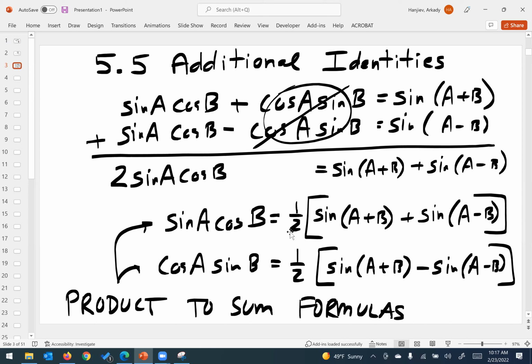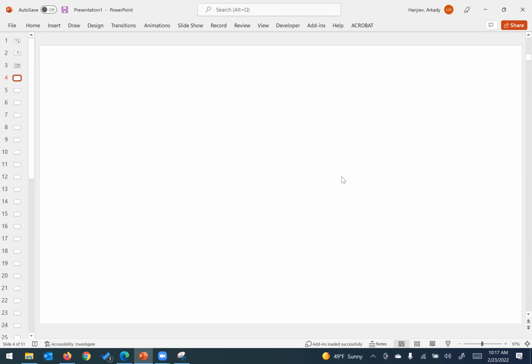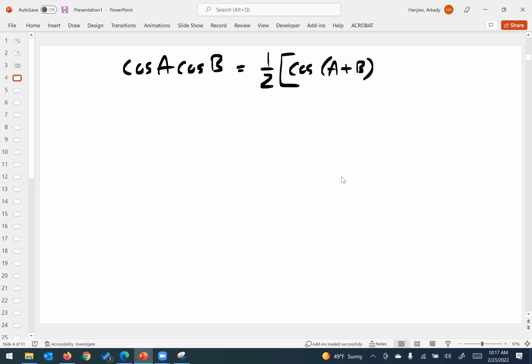No, this section we're just going to deal with sine and cosine only. That's it. No tangent. Two more derived from the cosine addition or sum and the cosine difference formulas. So this is cosine of A times cosine of B equals 1/2 again, cosine of A plus B plus cosine of A minus B.